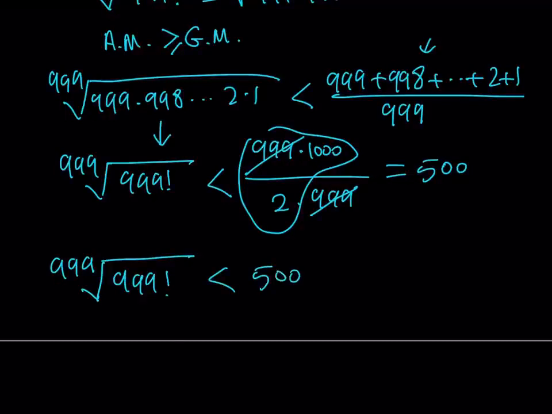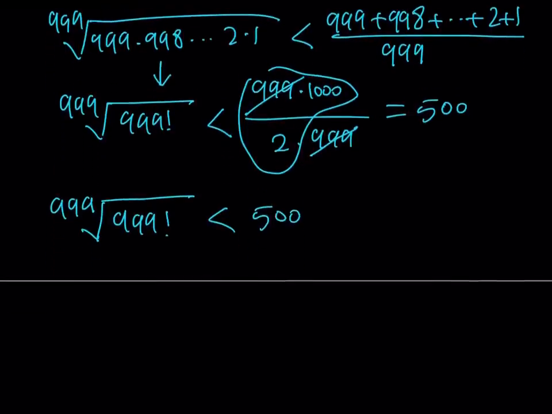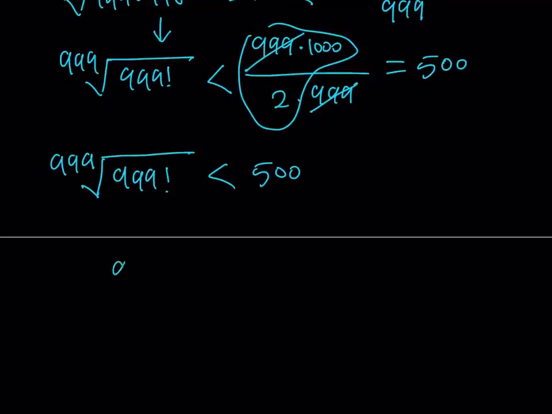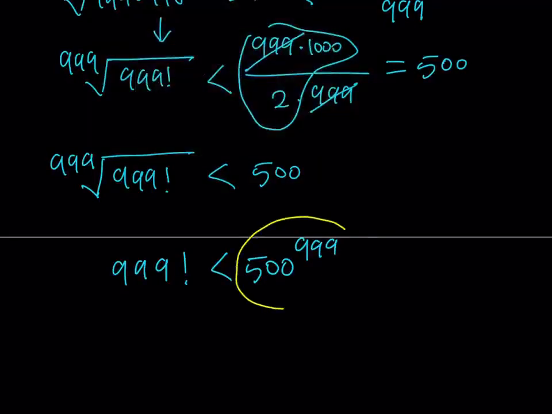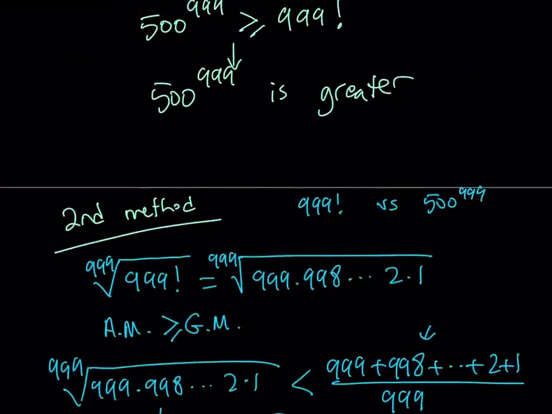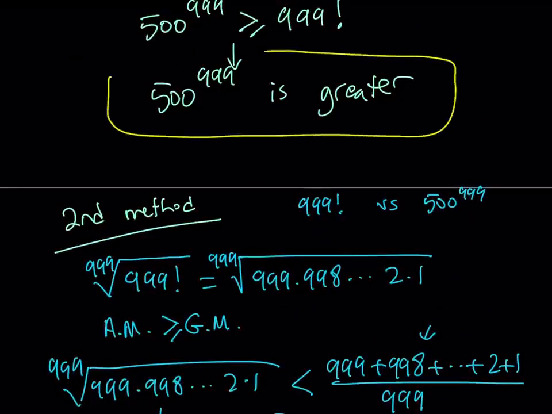Now, since both of these quantities are positive, I can raise both sides to the power 999, and that gives me 999 factorial is less than 500 to the power 999. Therefore, the larger number in this case is going to be, again, 500 to the power 999, as we figured out with the first method.